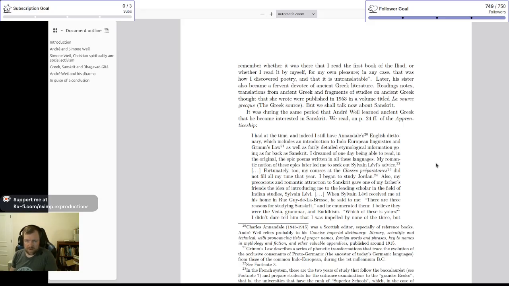We shall talk about Sanskrit. It was during the same period that André Weil learned ancient Greek that he became interested in Sanskrit. We read on page 24 of The Apprenticeship, "I had at the time, and indeed I still have, Anna Dale's English Dictionary, which includes an introduction to Indo-European linguistics and Grimm's Law, as well as fairly detailed etymological information going as far back as Sanskrit.